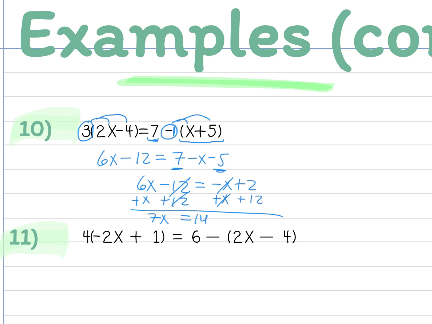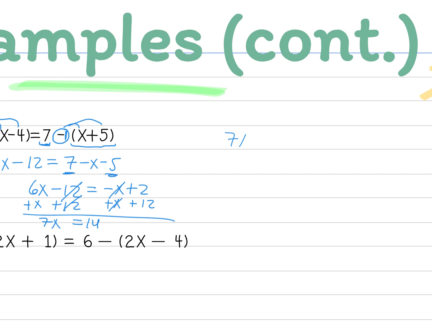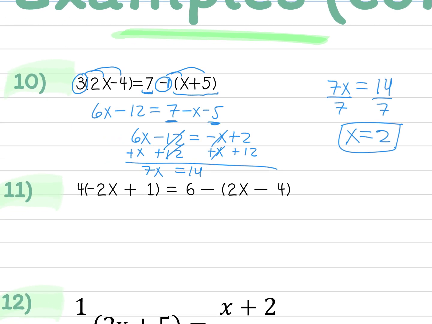All right, let me write this off to the side. I'm kind of running out of room. All right, so I get 7x equals 14. And then lastly, you just need to divide by 7. And 14 divided by 7 is going to get you 2. All right, so we get 2 as our answer. All right, the next one's very similar to it.